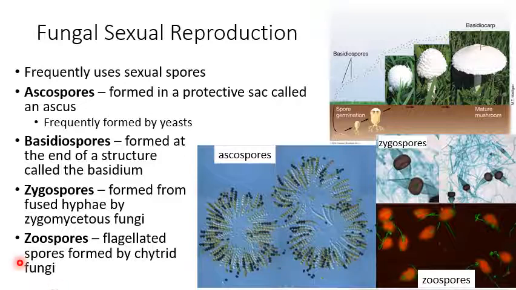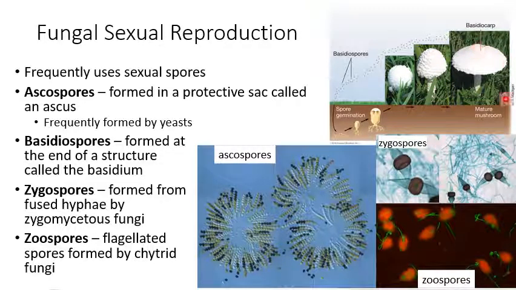Then you have basidiospores, which are formed on something called a basidium, which is usually found on the bottom of a mushroom. So here you have a mushroom. The cap of the mushroom when it's mature is called the basidiocarp, and underneath it you would have the basidia, each one housing some basidiospores. Those spores here are being released and germinating to form a new mycelium that eventually makes a new mushroom.